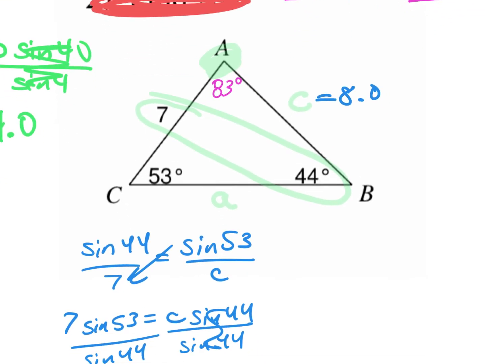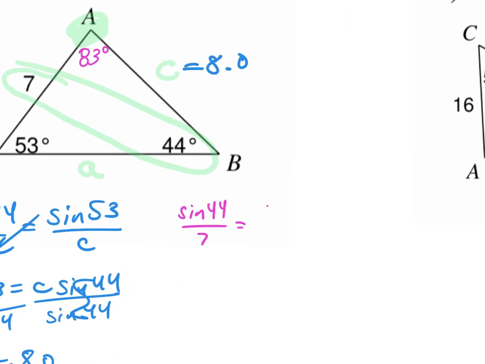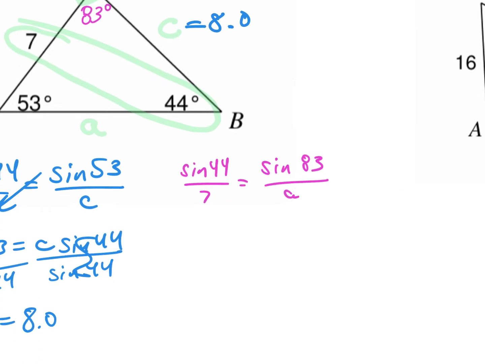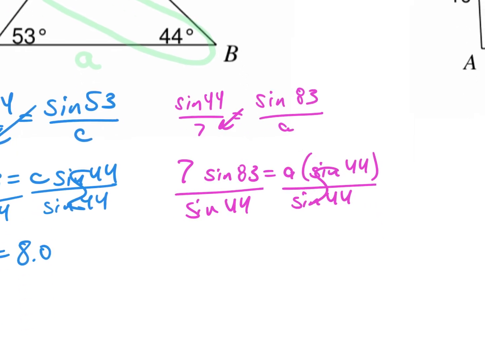So now I have everything I need to know. I'm going to use my proportion that they gave me at the beginning. Sine 44 over 7 equals sine 83 over A. I don't know how long A is. How do we do this? Again, we cross multiply. So 7 times the sine of 83 equals A times the sine of 44. Divide both sides by sine 44. And A equals about how much? About 10?